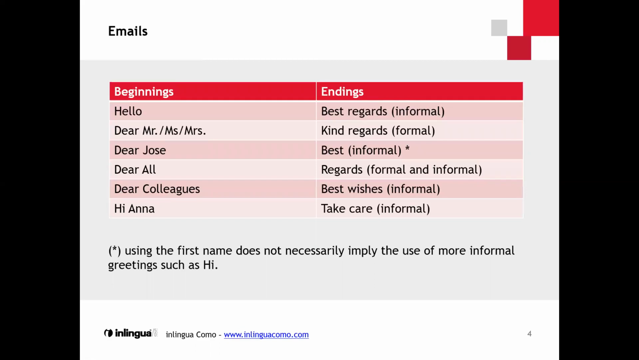Now, very important about emails is how you begin and how you end your email, which can be both formal or informal. Here, I've made a little chart of the different ways that you can begin and end your email. For example, if you begin your email with Hello, the best way to end it would be Best regards, and this is quite informal. You will use this with people that you already know and with, for example, clients with whom you have a personal, day-to-day relationship.